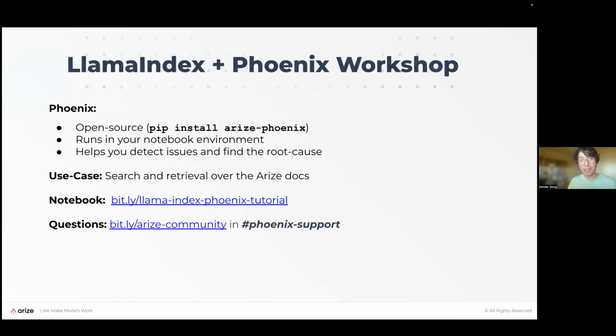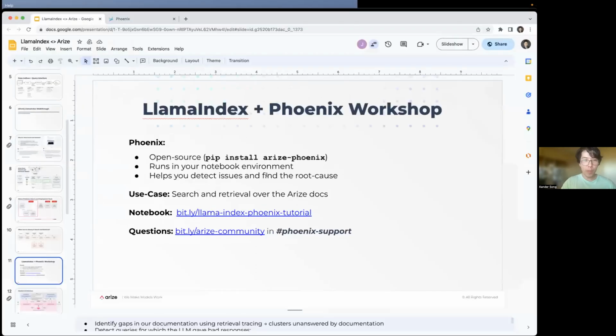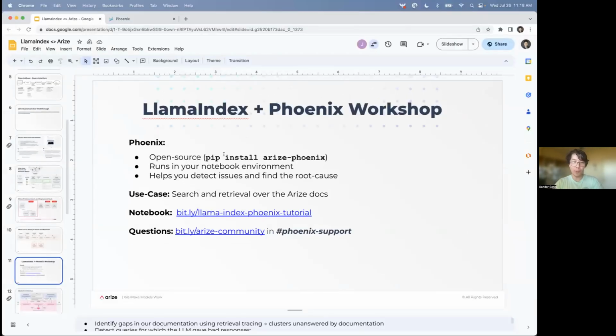Cool. So now we're actually going to get into the interactive portion of the workshop. But before we do that, I want to highlight a few things. We're going to be using Phoenix, which is our open source project from Arize. A few things I want you to know about Phoenix is you can just pip install it in your notebook environment. It's an application that actually runs alongside your notebook. So if you're running your notebook on your laptop, Phoenix will run on your laptop. If you're running your notebook on Colab, you can run Phoenix on your Colab server. So it runs alongside your notebook in your notebook environment.